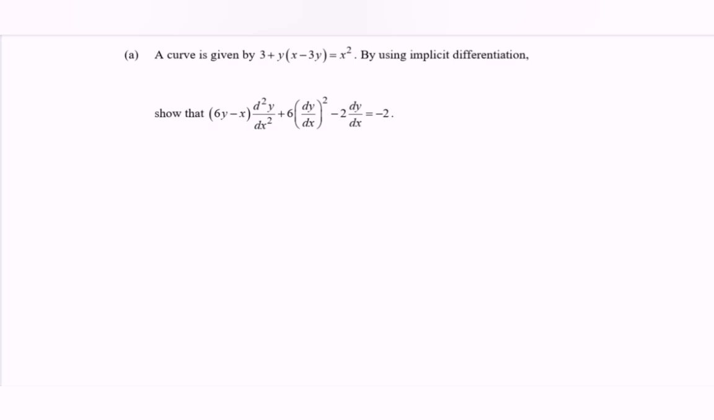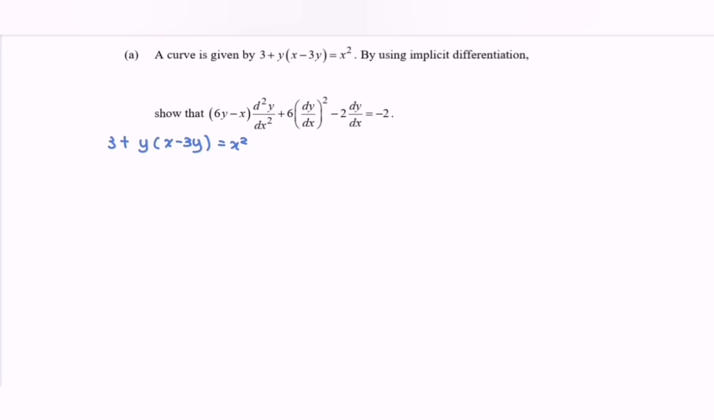Hello everyone, in this video I'm going to discuss the example for differentiation. A curve is given where 3 plus y multiplied with x minus 3y equals x squared. By using implicit differentiation, show the situation given. So what we have to do is to differentiate the situation.